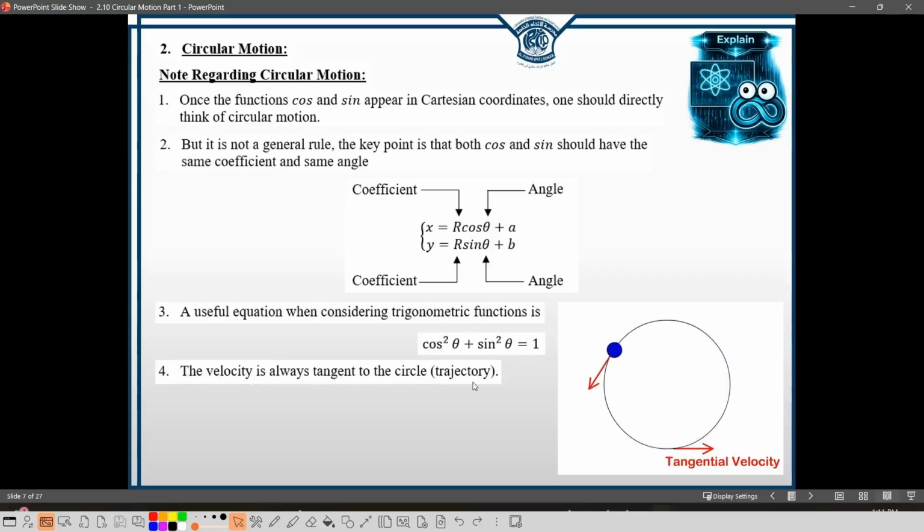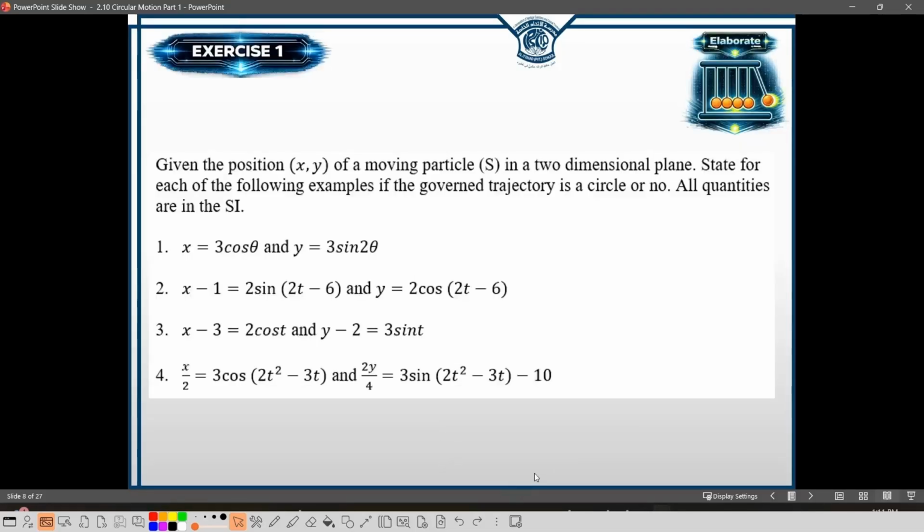The velocity is always tangent to the circle. So this line, or this vector, as you can see, during the motion of the object, is always tangent to the circular path.